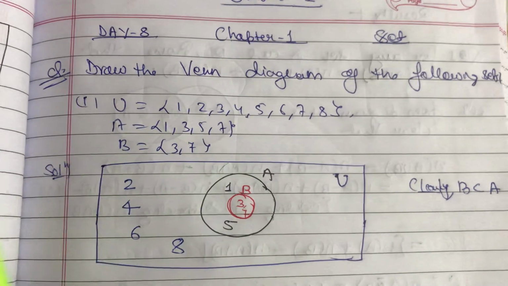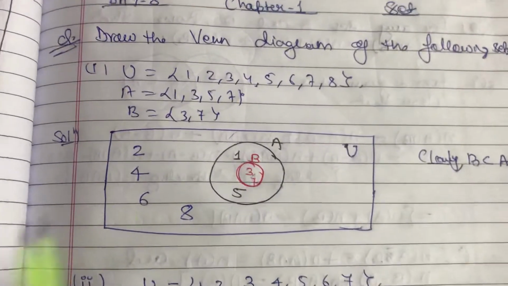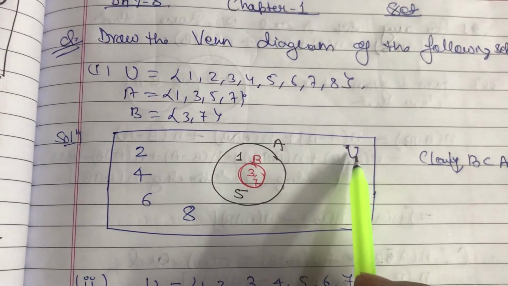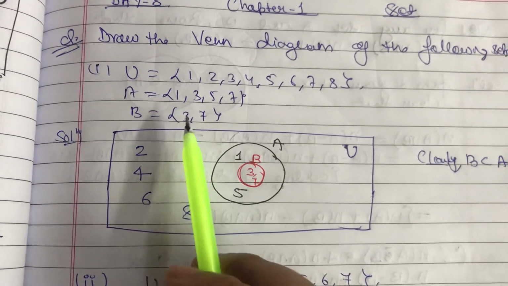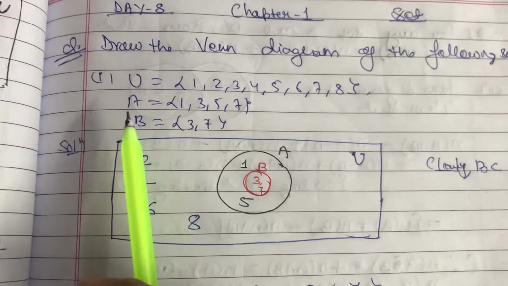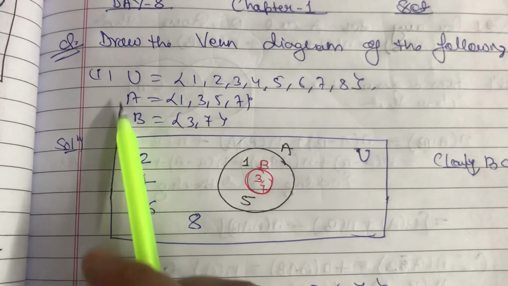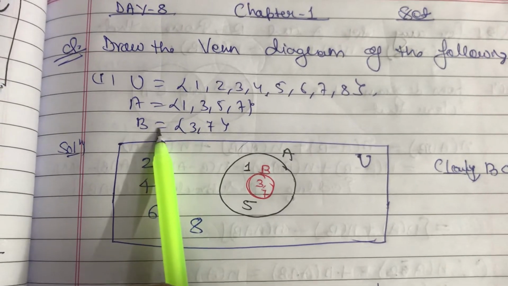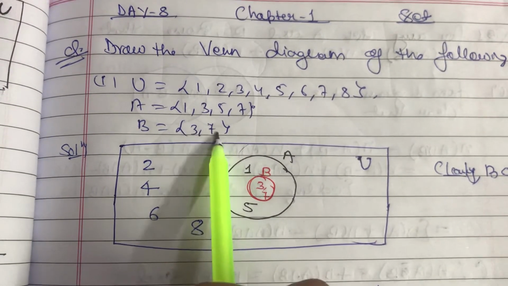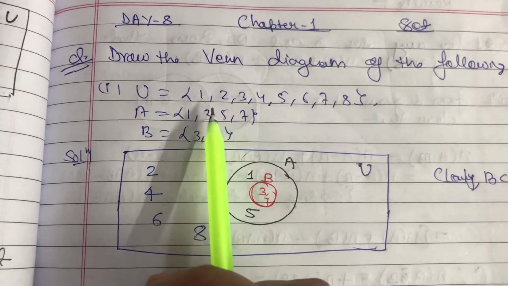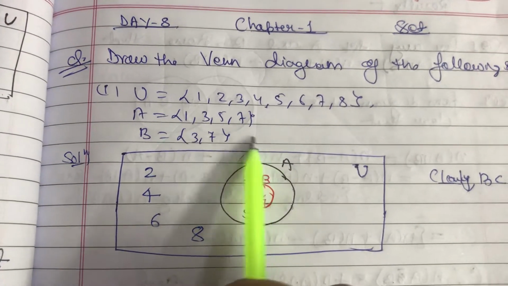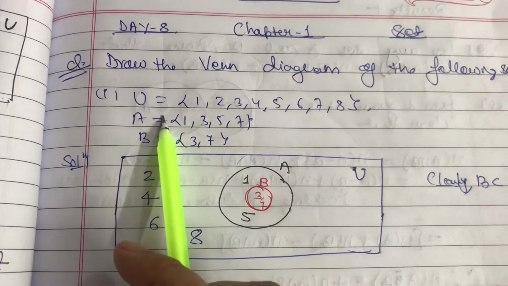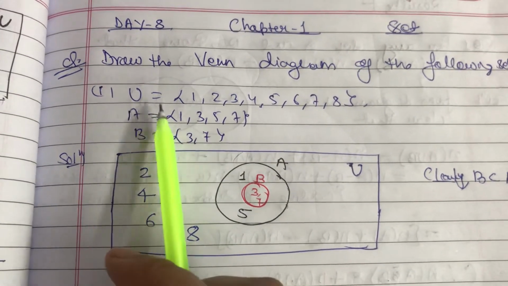When I have to draw the Venn diagram, we know that for the universal set, we use a rectangle, represented by capital U. Then I have set A and set B. When you have a question like that, first check the sets. Is there any relation between the given sets? The elements of set B are 3 and 7, which are also present in set A. Are there any more elements in set B? No. That means that B is a subset of A. Now this is a case of subset.